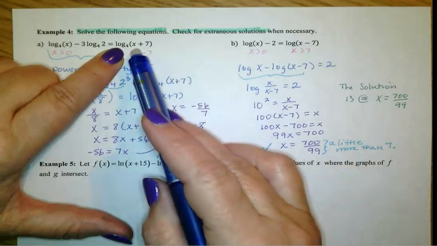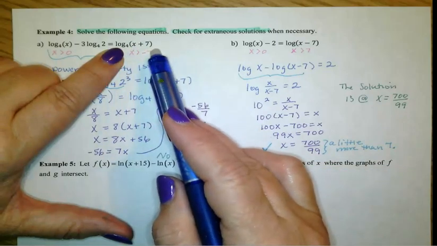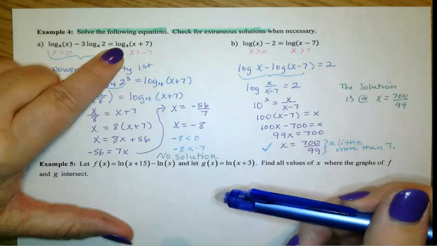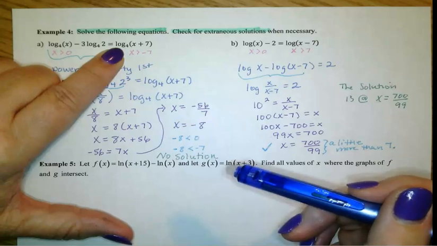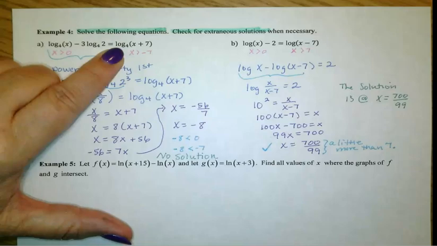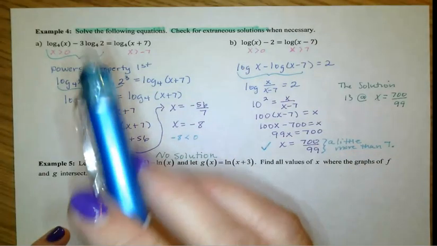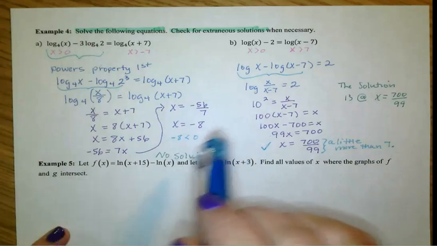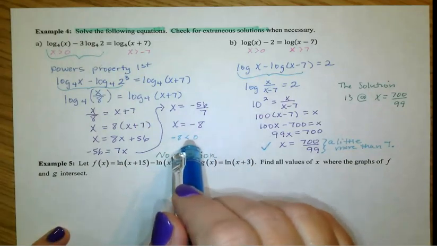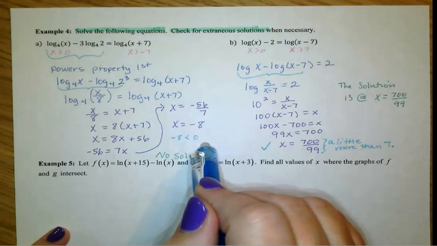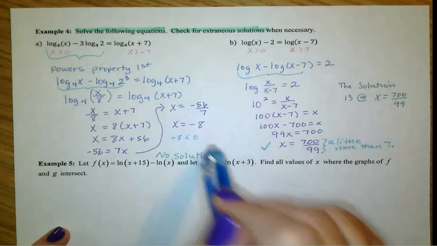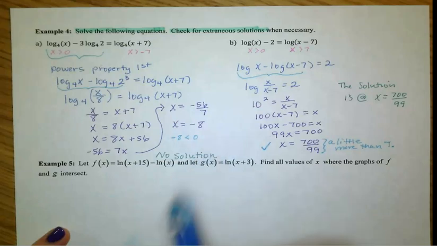So then when I put the negative 8 in here, I get negative 8 plus 7, which gives me my number to check on that side. And since it didn't work when I tested in the first situation, because negative 8 is less than 0, not greater than 0, then I know it doesn't work, so I have no solution.